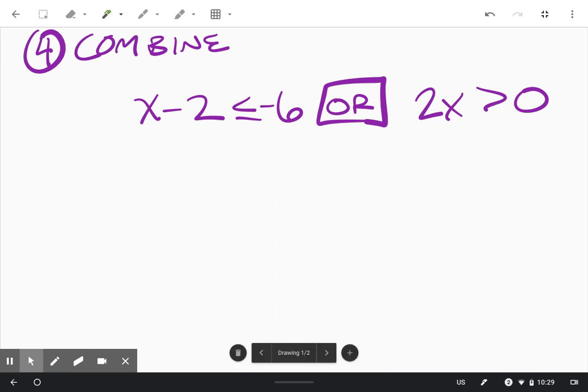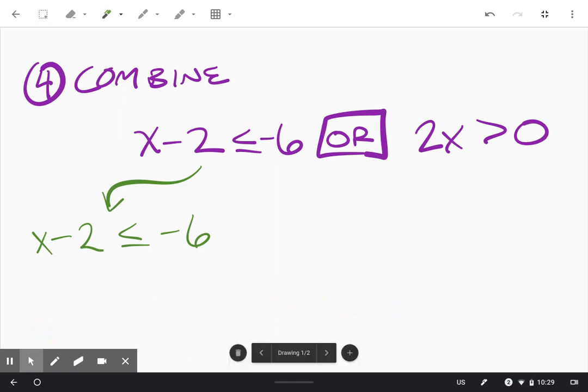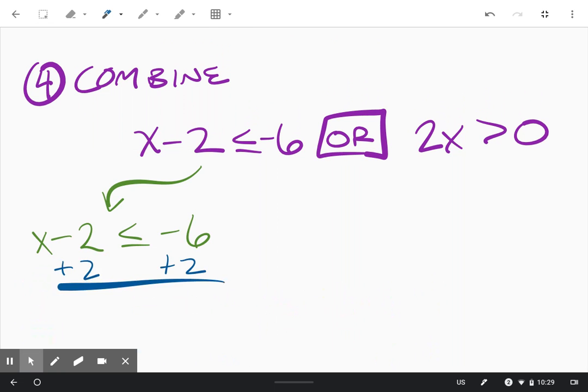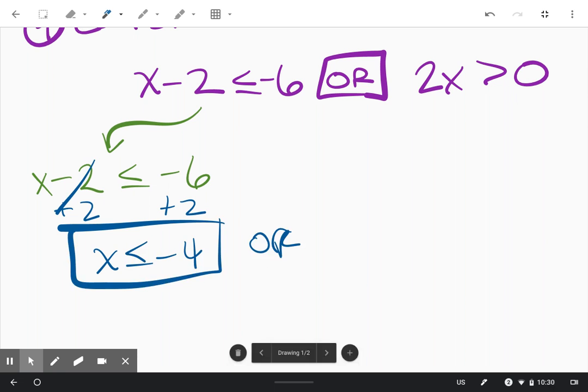So I need to actually solve these, and that's kind of the unique thing about this. I've got this equation here that is not ready, but if I bring it down and I solve for x, I can add 2 to both sides. And the final expression is x is less than or equal to negative 4. Or, notice it's an or. It's a weird R. Or, bring that down.